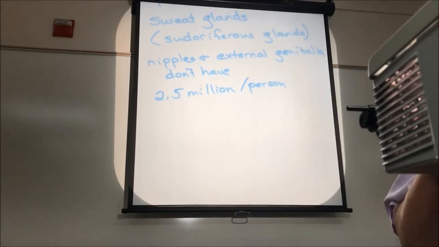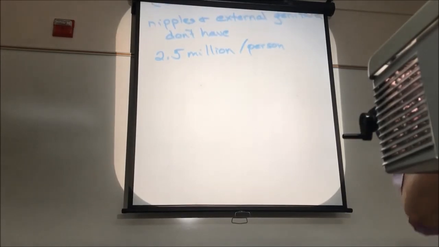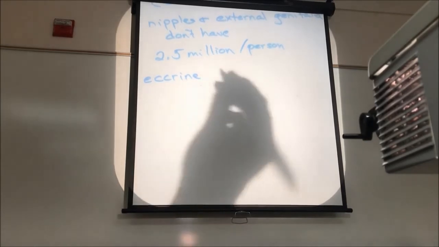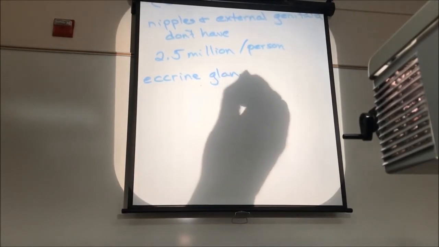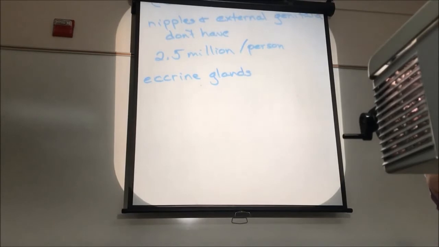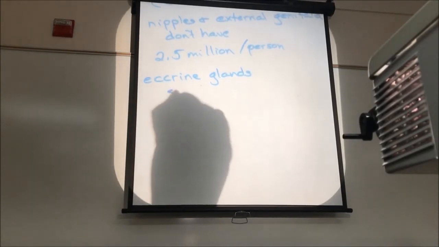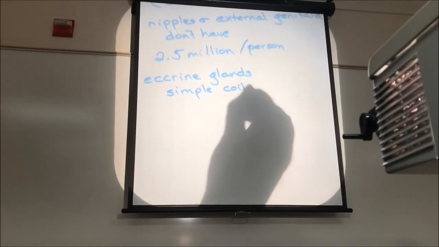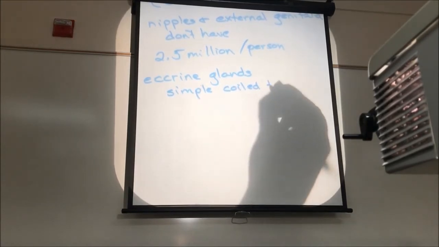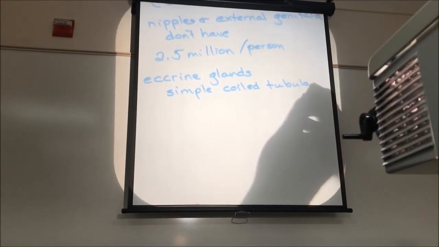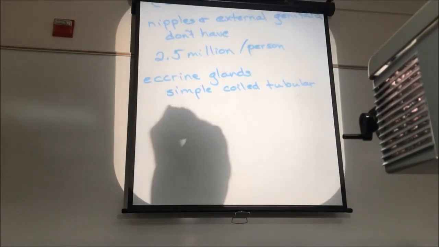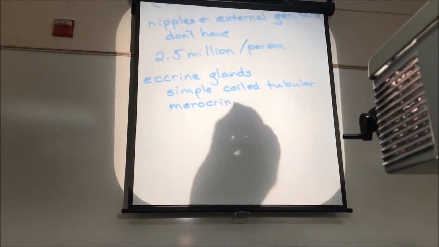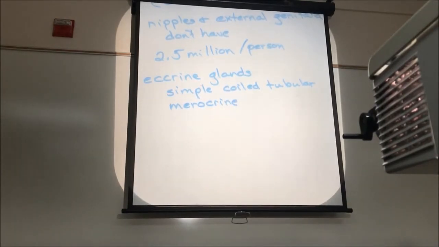Now there's actually two types of sweat glands. There are what are called the eccrine sweat glands. These are the most common kind. Okay? These are simple coiled tubular glands with a merocrine secretion, meaning they really just produce a liquid.